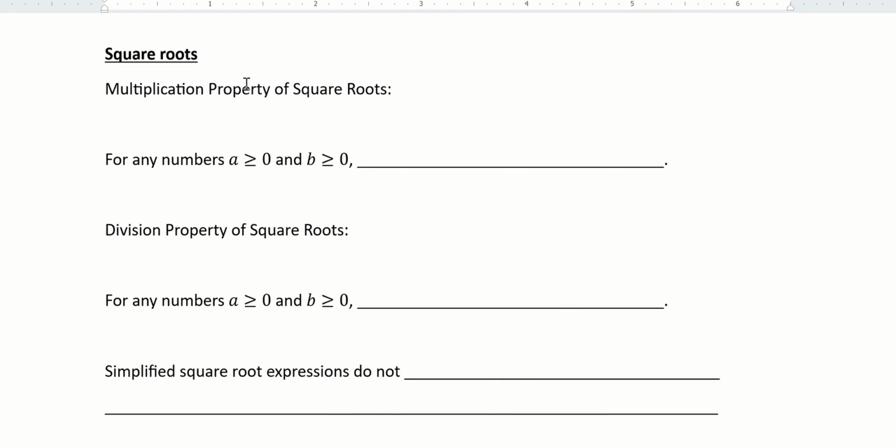Now there's a couple of properties of square roots that I want to remind you of. One is the multiplication property of square roots. And what that says is that the square root of a times b is equal to the square root of a times the square root of b. And that's going to be really useful for simplifying radicals. So we'll use that in just a little bit.